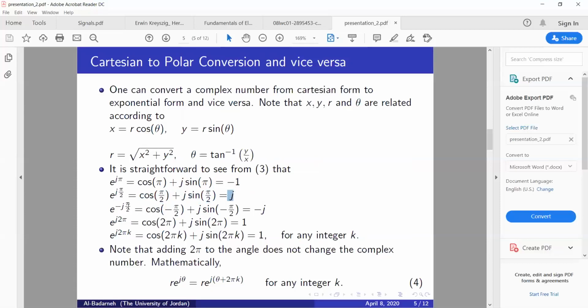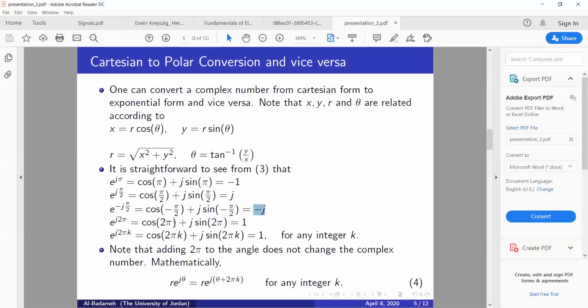And again, e to the power minus j pi over 2, one can show, will be equivalent to -j. One important result is that e to the power j 2 pi is equivalent to cosine 2 pi plus j sine 2 pi. Again, sine 2 pi is equal to 0 and cosine 2 pi is equal to 1. So we infer that e to the power j 2 pi is equivalent to 1.